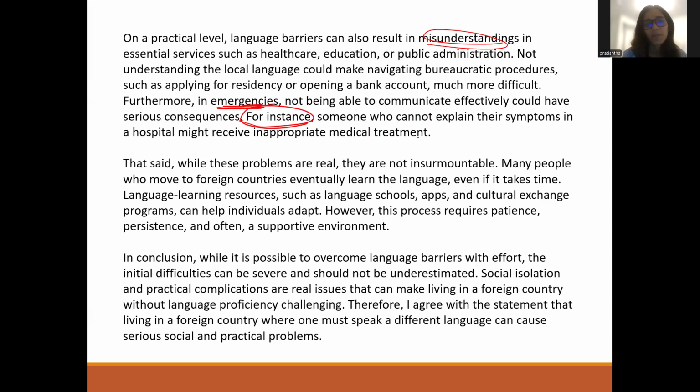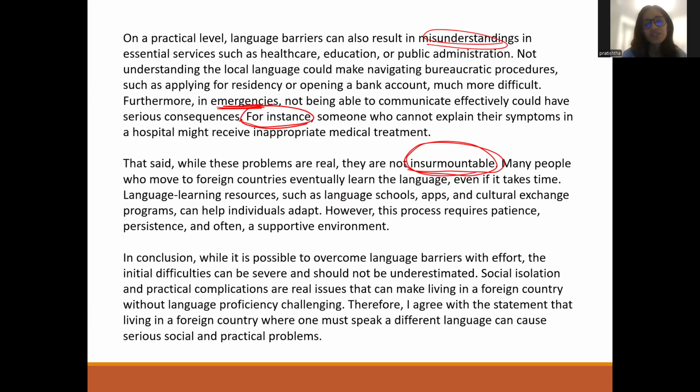This is just an example. That said, while these problems are real, they are not insurmountable. Means they cannot be, it's not huge, it cannot be surpassed. Many people who move to foreign countries eventually learn the language, even if it takes time.